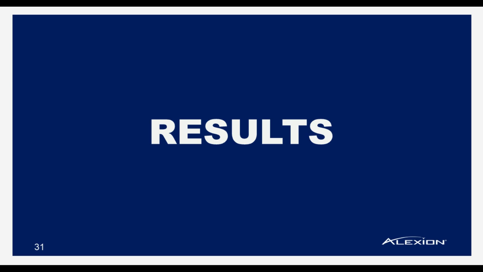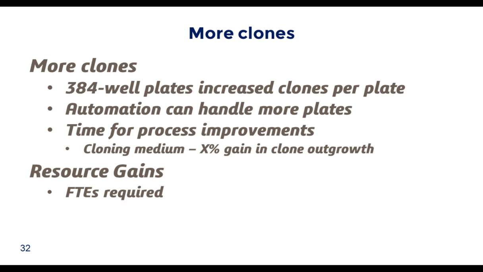So let's look at the results of all this and how it meets the objectives listed at the beginning. The first objective was increasing the number of quality clones produced. 384 well plates increase clones per plate. Automation can handle more plates. These are two steps towards more clones. Once the automation is self-sufficient, there will be time for process improvements, such as testing new cloning medium that could lead to a gain in clone outgrowth.